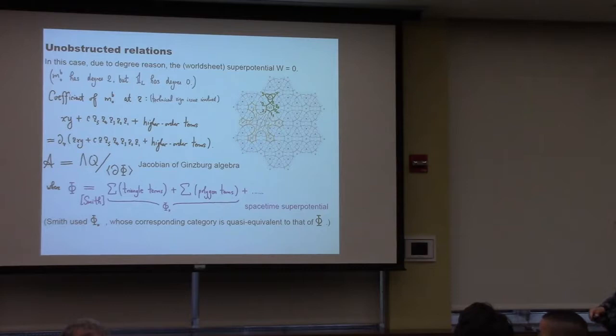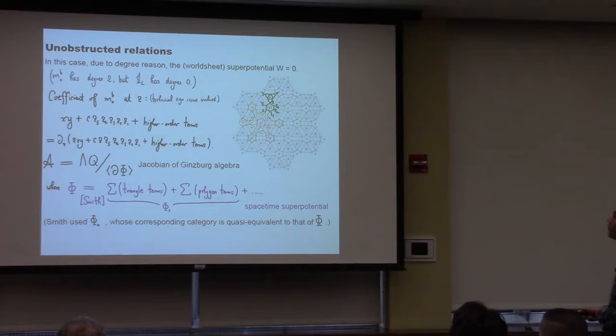On the other hand, there is something called the space-time superpotential, which is very important. It is hooked up from these unobstructed relations. You consider the coefficients of N0B at Z, or more precisely Z bar, the degree 2 term in the morphism. The leading order terms are easy. You have XY, so this is a triangle. Although it looks like an inverse, in the cover it is really a holomorphic triangle. Projected downstairs, it looks like this. So this is the term XY.